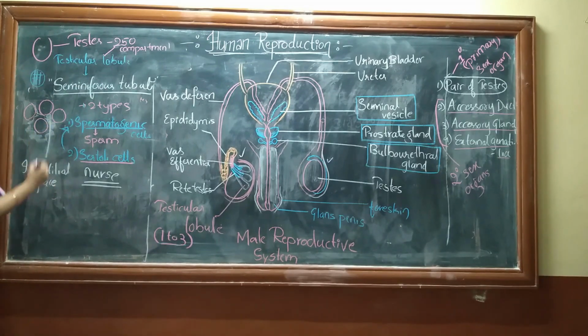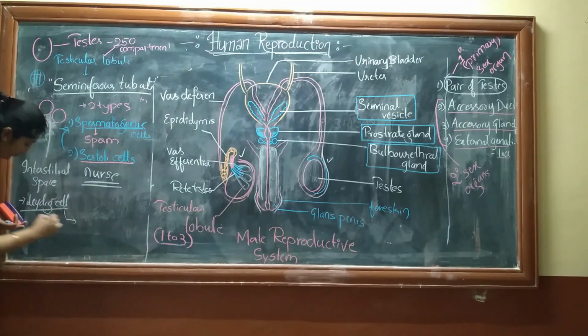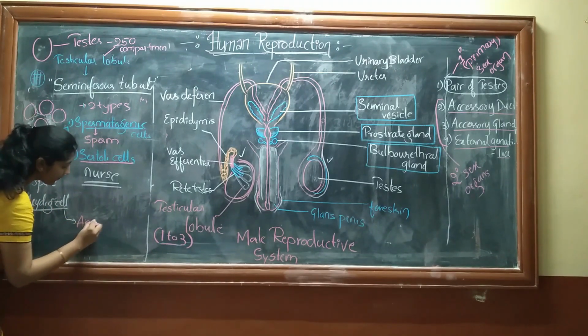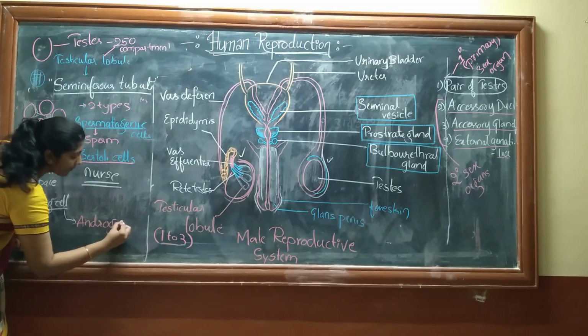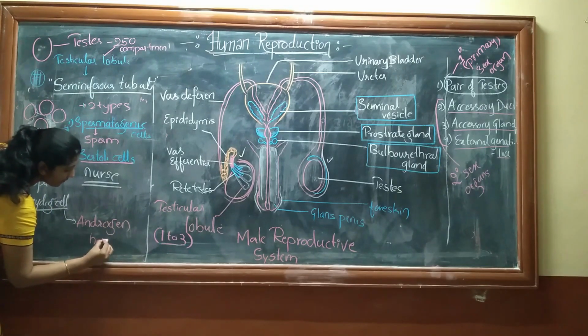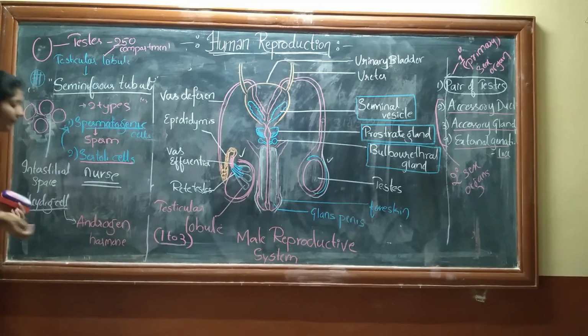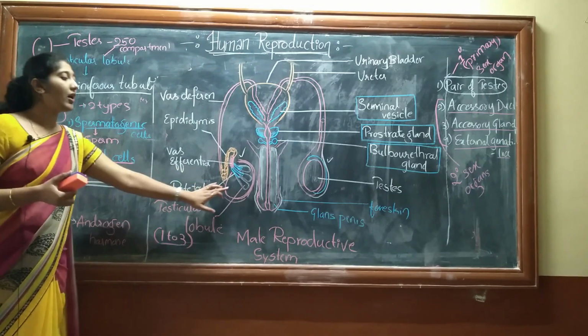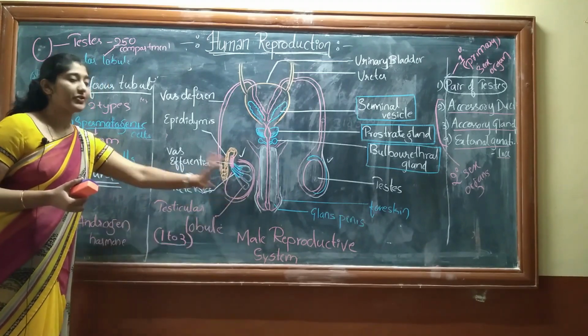Okay, so here Leydig cells are present. What is the importance of the Leydig cell? They produce the androgen hormone, the male hormone. The male hormone, androgen hormone, is produced by the Leydig cells which are present in the interstitial space. So now, are you thorough? Yes, you are thorough with the testes.